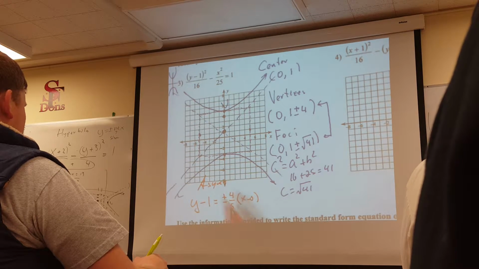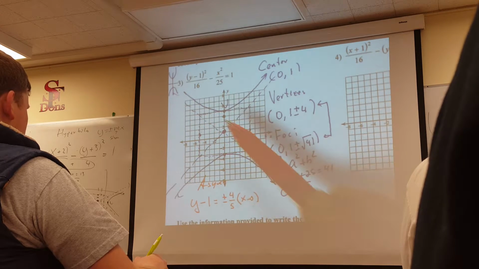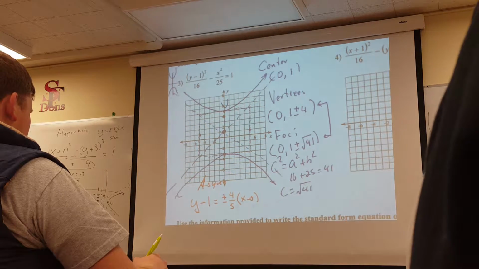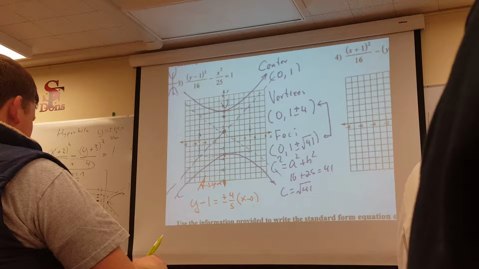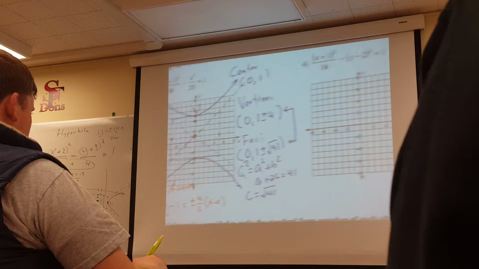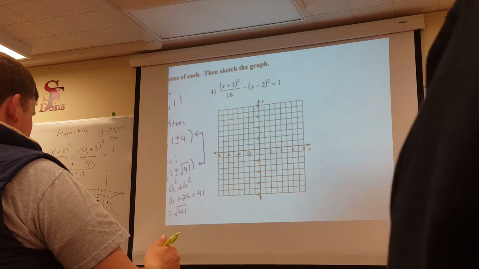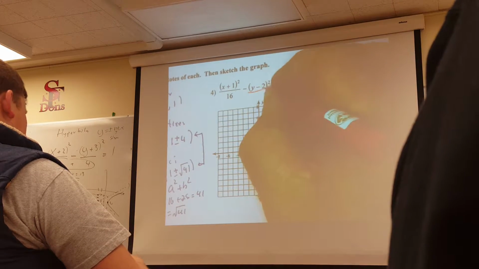That's just the equation of this straight line and this one. Don't forget to write plus and minus. The asymptotes are plus and minus. On 4, underneath the y minus 2 is a 1, isn't it?